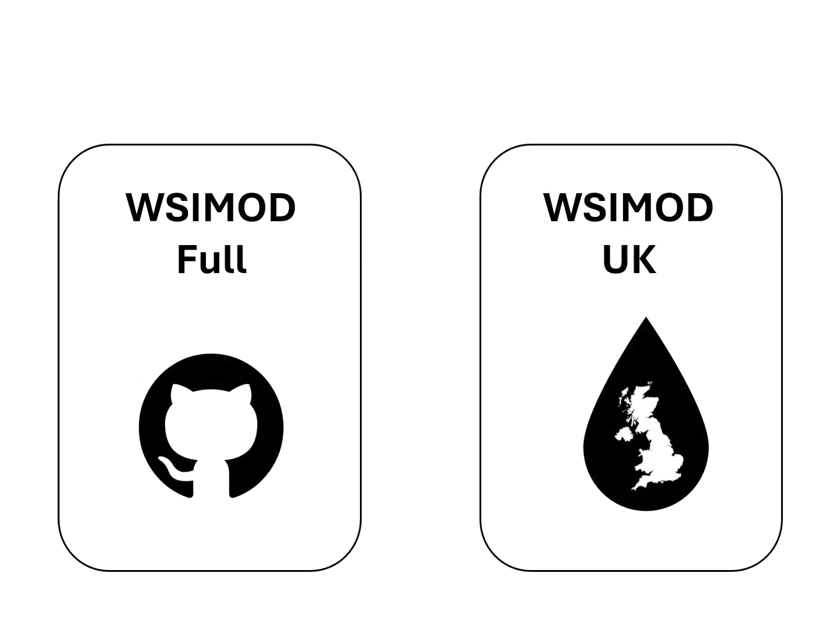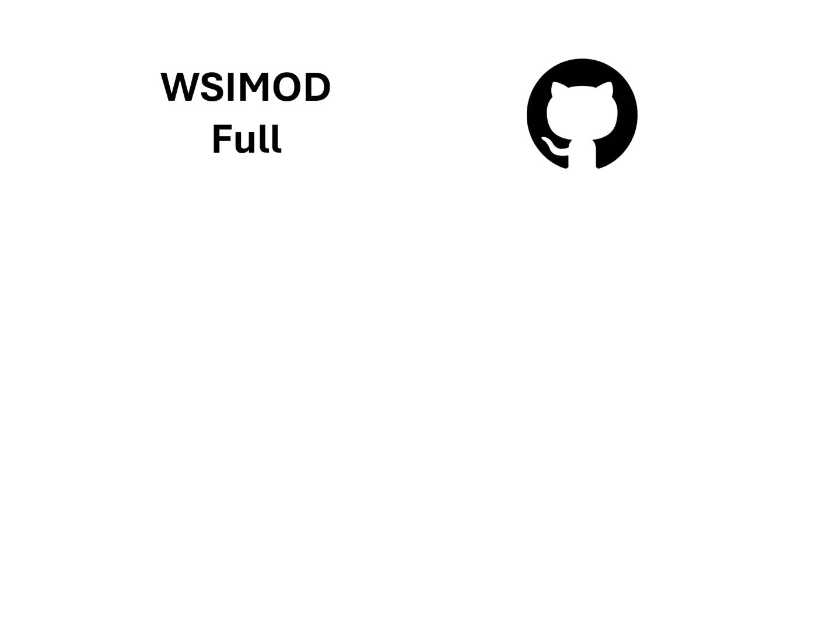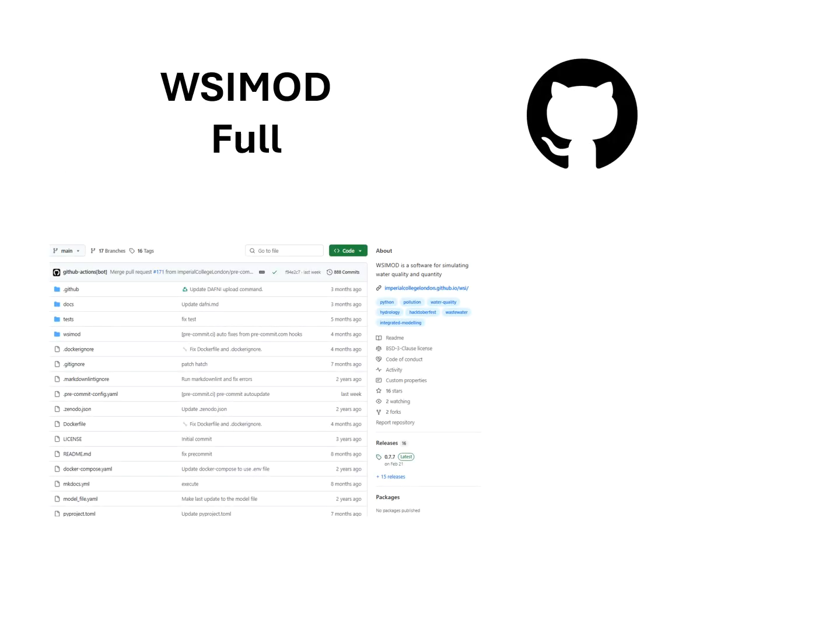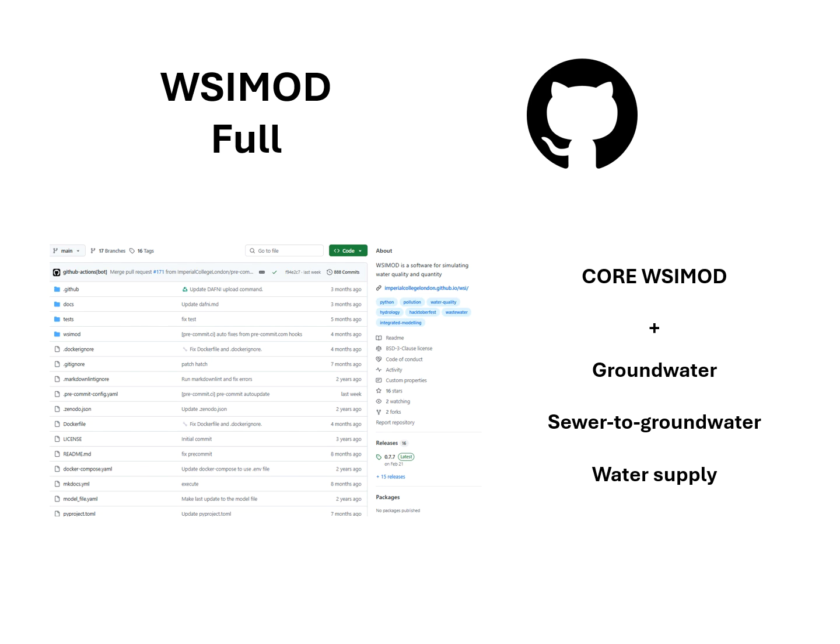Wsimod comes in two main formats: the full model, which is open source and freely available on GitHub, as well as the forthcoming Wsimod UK. The GitHub repository allows users to download the model and deploy it to their project in a fully customized, DIY manner. It includes the latest features of research carried out on various related processes, such as groundwater and others.